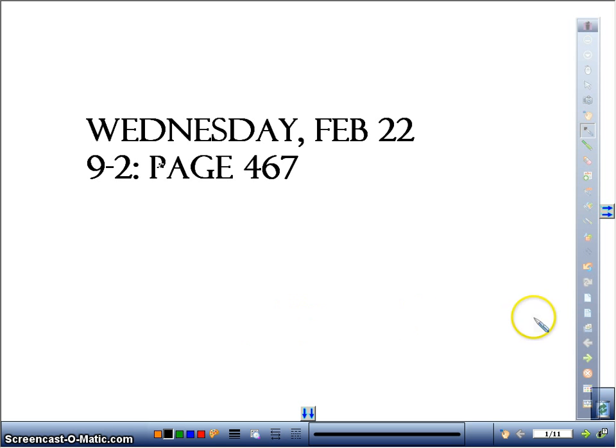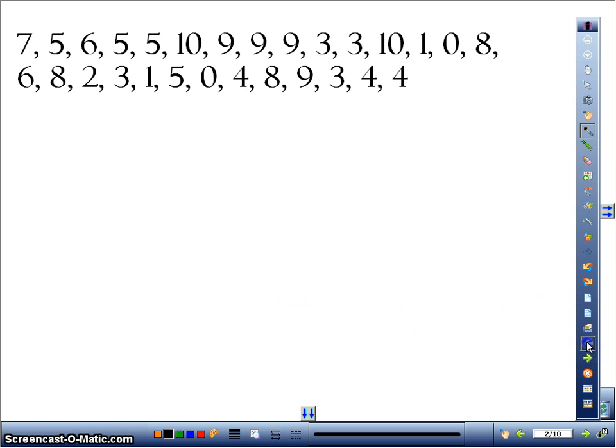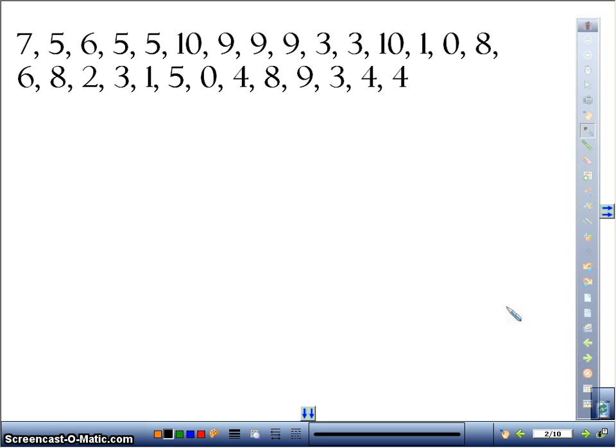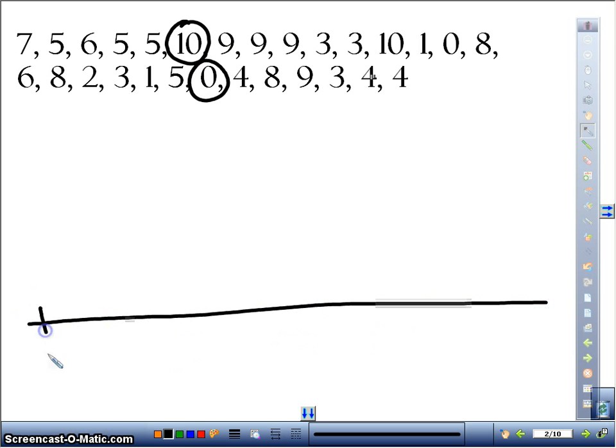Anyway, okay, so let's go on to the first thing. Like I said, right here, we're on page 467 if you haven't turned there already. Okay, the first thing I want to do is a line plot. And when you do a line plot, first thing you need to do is discover what your smallest number is and what your biggest number is. And we're just going to create a number line. That's pretty much what we're doing here. So my smallest number is a 0, my biggest number is a 10, and I'm just going to put them all on a number line.